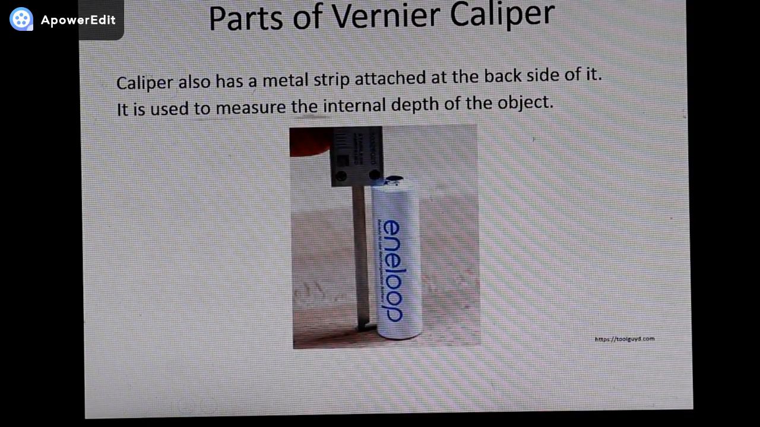The vernier caliper also has a metal strip attached at the back side of it. It is used to measure the internal depth of the object.